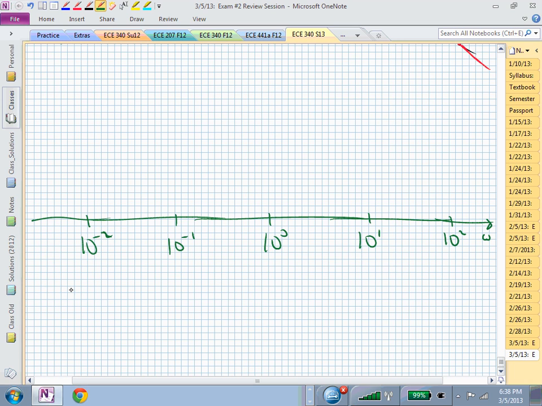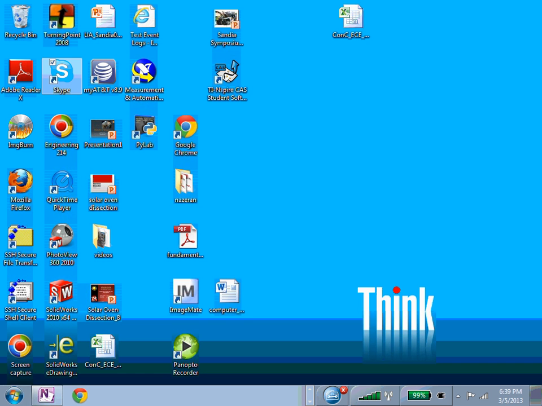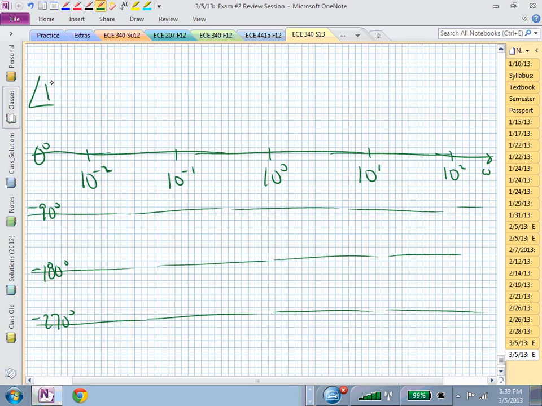We now have, boy, we're really getting restless, aren't we? Let's say this is minus 90, minus 180, minus 270, and this is 0 degrees. This is the phase of H. Where do we start? Well, we had a pole at the origin, didn't we? The constant gave us 0 degrees. Here's our pole at the origin at minus 90.